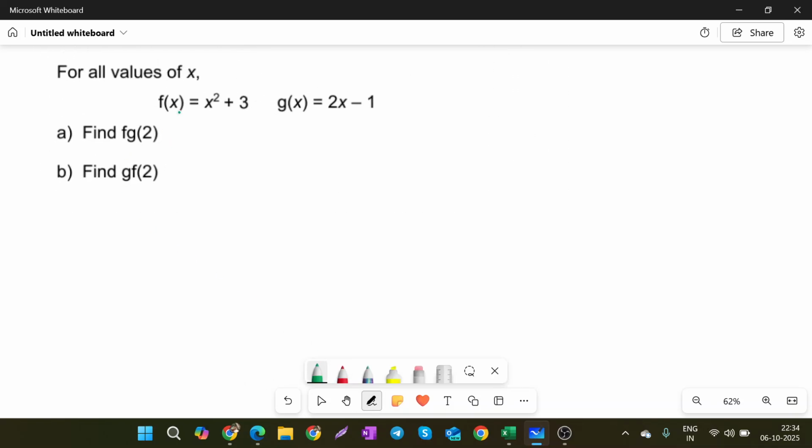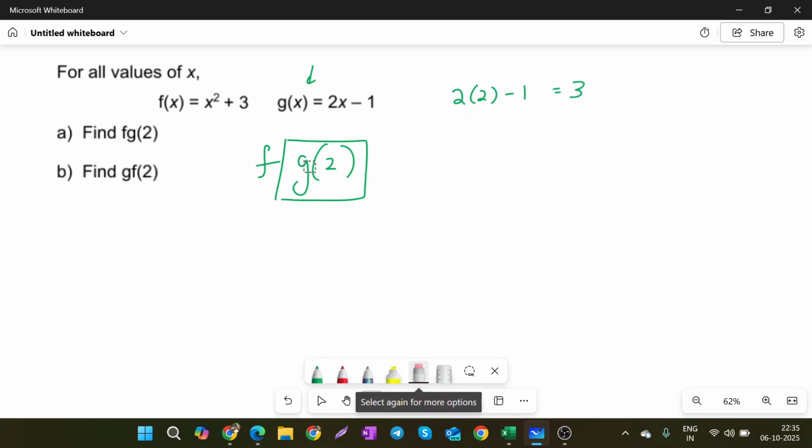Okay, so same idea. We're doing fg of 2. So first, let's focus on what is g of 2. So g of 2 would be replacing x with 2. So that gives you 2 lots of 2, take away 1. So that is 3. So that is g of 2, which is equal to 3.